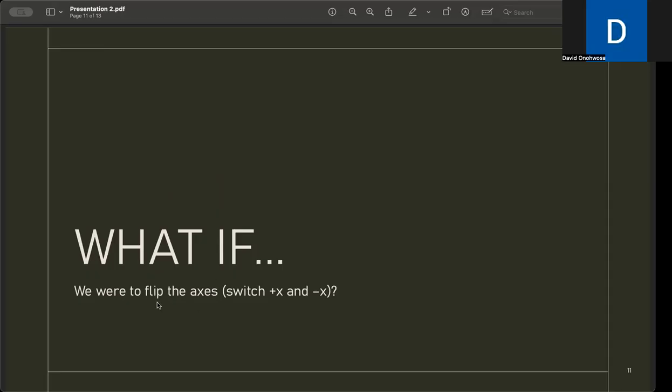Okay. What if we were to flip the plus x and minus x axis? So if we did that, the graph would still have a straight line. There would still be constant velocity, but the graph would be downward sloping instead of upward sloping.